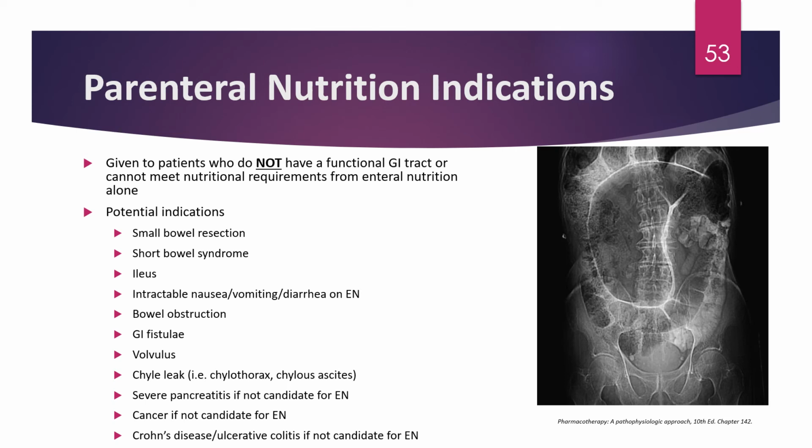GI fistulae, or fistula, that is referring to a disconnection where there may be a leakage in your GI tract that may result in the leaking of nutritional contents out of the GI tract. Volvulus is another one where we might have twisting of the intestines, for example, which you actually see here on this scan on the right. This large mass here is actually a lot of twisted intestine that you see here.